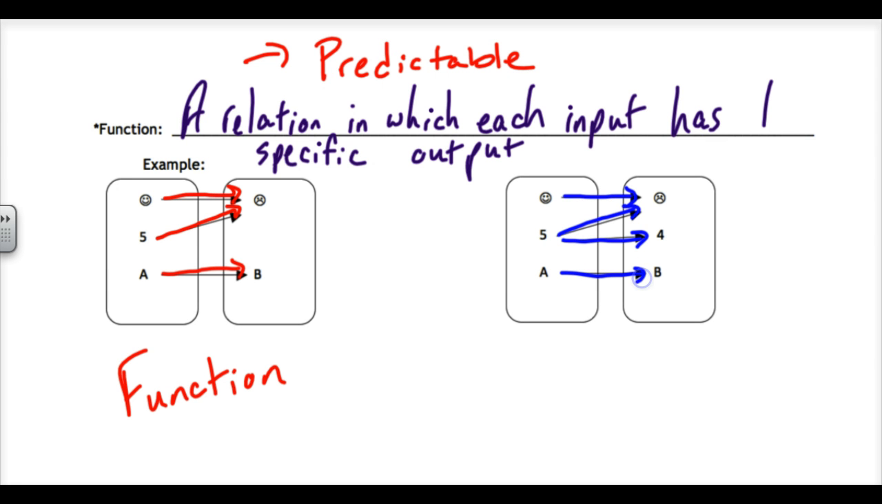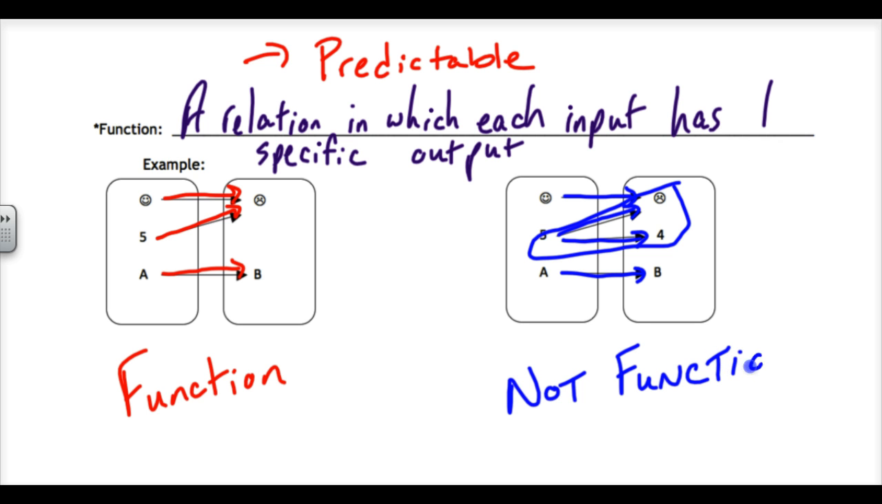We'll keep going though. If I press A, I get B. That's the issue right there. That tells me it's not a function. I've got one input and it goes to 2 different outputs, so it's not a function.